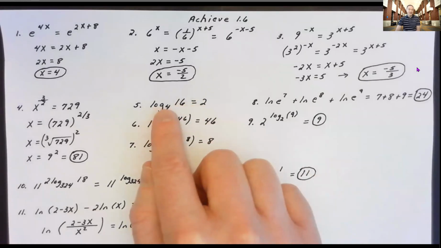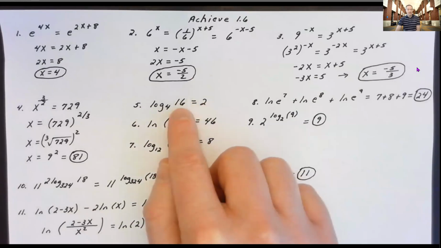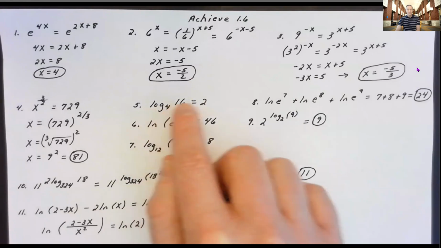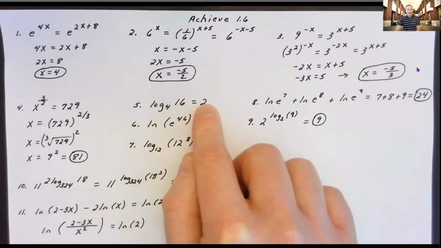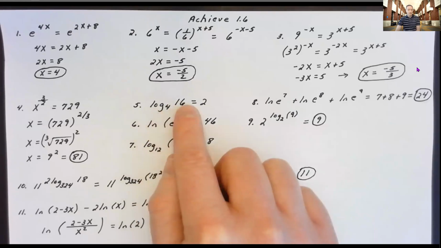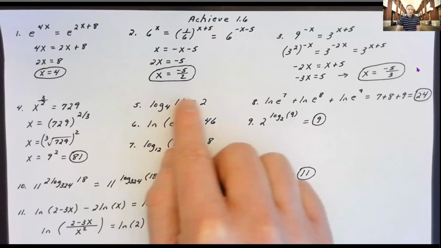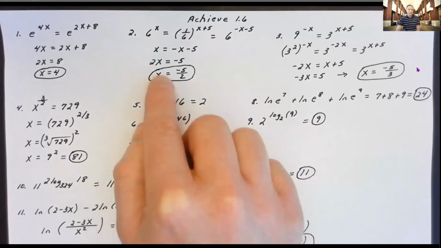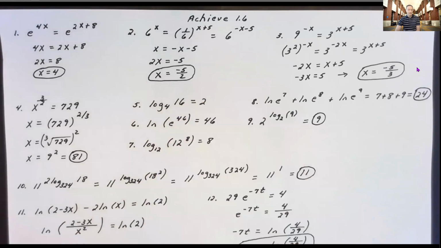I have to raise 4 to the second power to get 16. So since 4 squared is 16, the log base 4 of 16 is 2. Now, you could have also just said, well, log base 4 and exponential base 4 are inverses. So you could have rewritten 16 with a 4 to the second, and then log base 4 and exponential base 4 would cancel and leave you the 2.